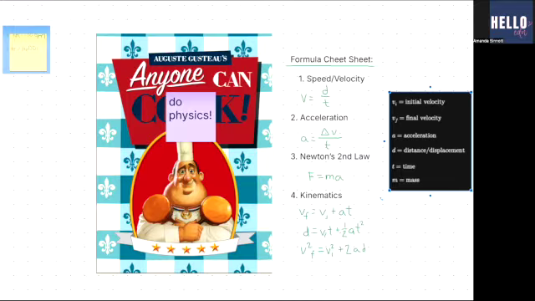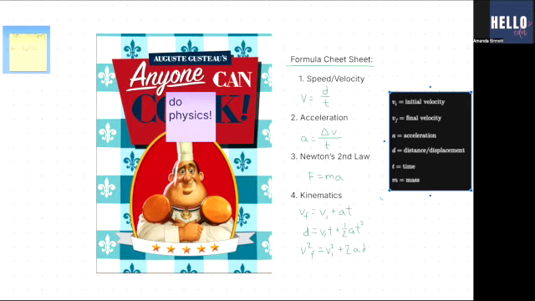The first thing when we're reading a physics problem is we're going to identify what information we have. So we're going to look and we're going to say, okay, what do I know? What am I trying to find? And one of these equations is going to connect those things for me.